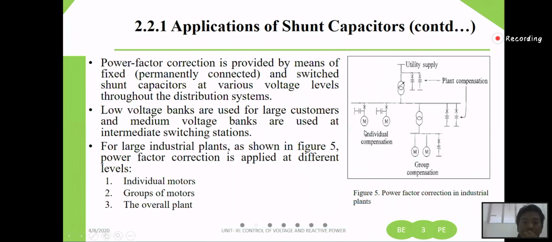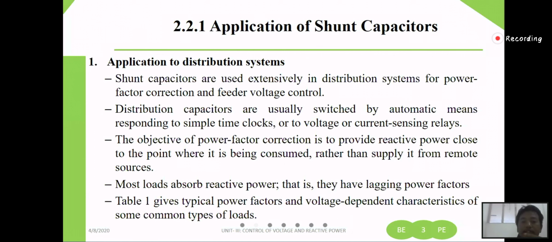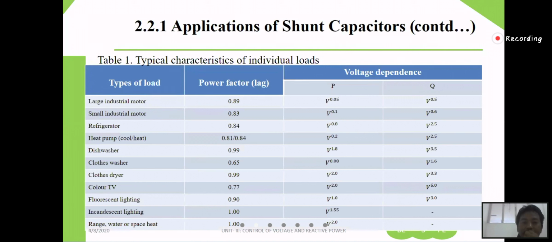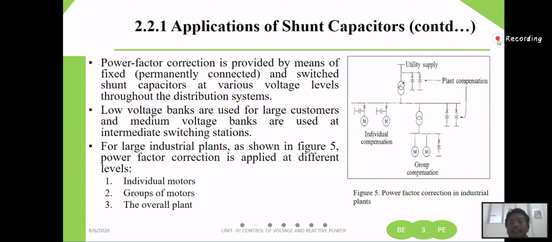Okay, so now how to use this in the distribution line? You know the characteristic of this capacitor in the distribution system where you will use it, and you even know the load characteristics. So now how will you apply this shunt capacitor in an industrial plant, or let's say one industrial plant. Okay, so now let's assume this is a power factor correction in an industrial plant. So let's say here is the utility, meaning the supply is here from BPC.